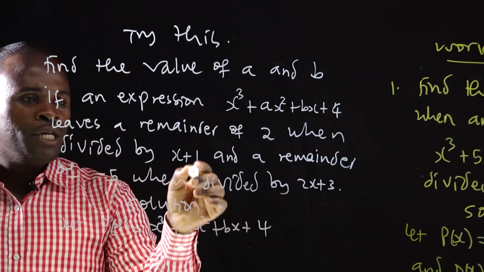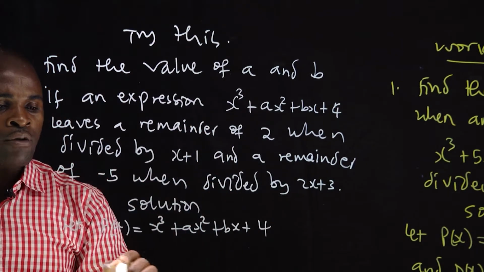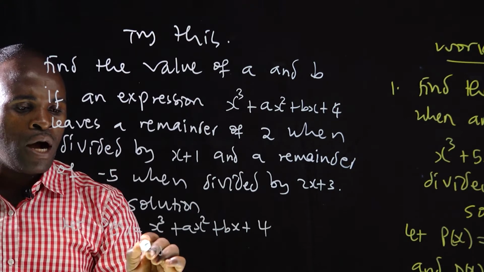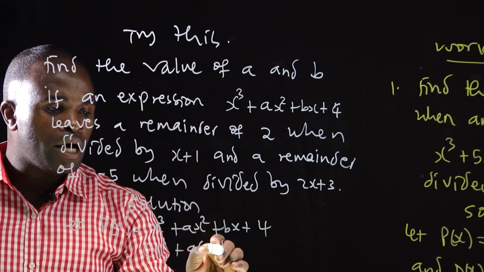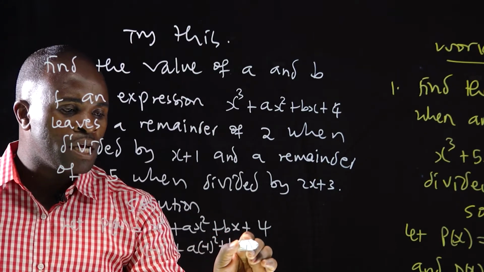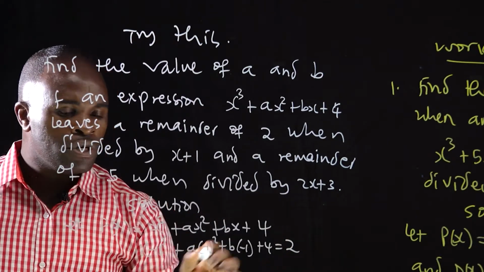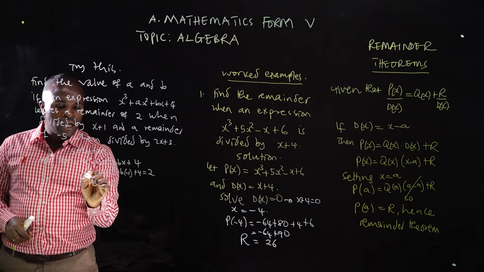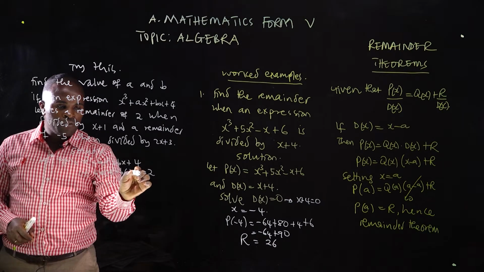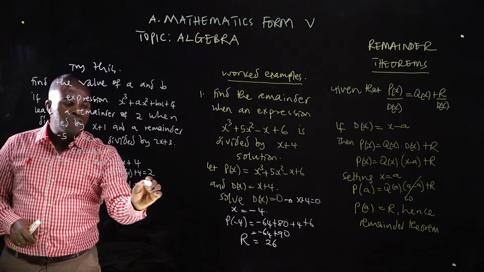So when solving, setting this divisor equal to 0 gives negative 1. So we get negative 1 to the power 3 plus a times negative 1 squared plus b times negative 1 plus 4. The answer is this remainder 2. So you are going to have a minus b, negative 1 becoming 3 on the other side becomes negative 1. Call this equation number 1.